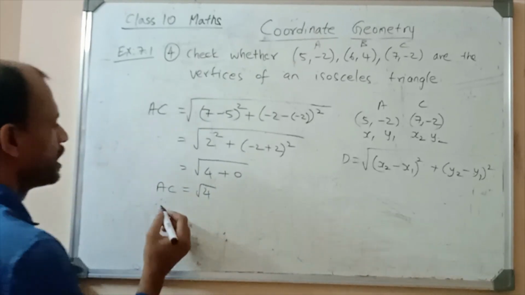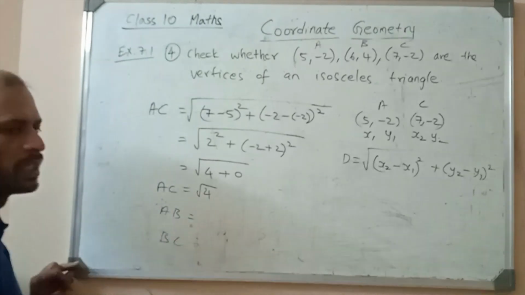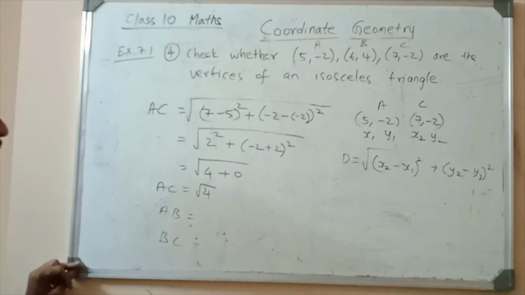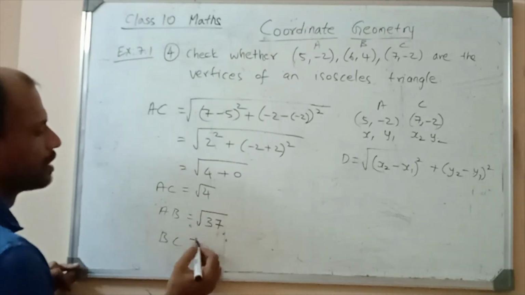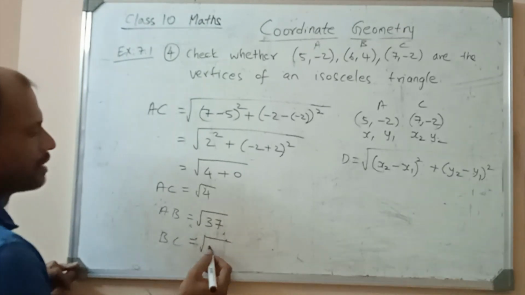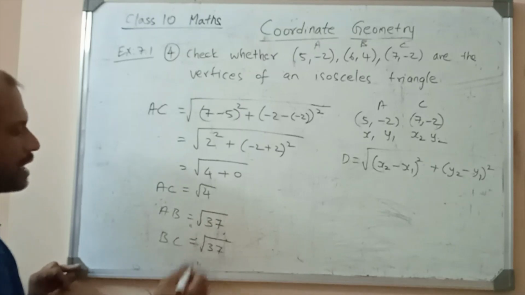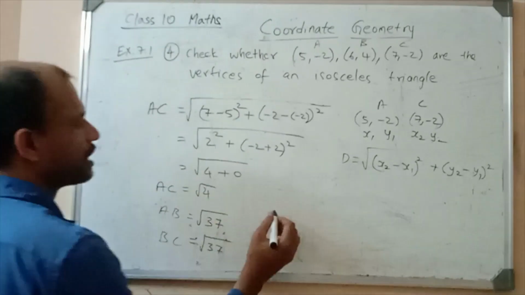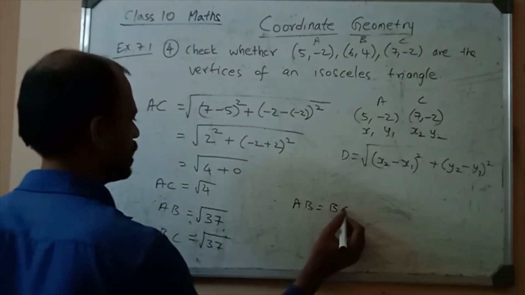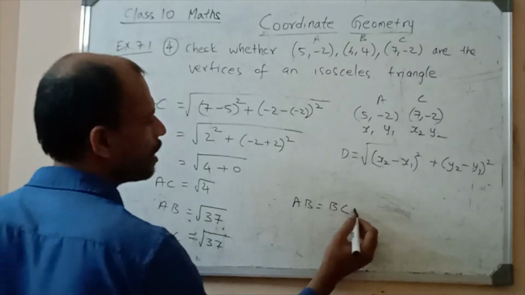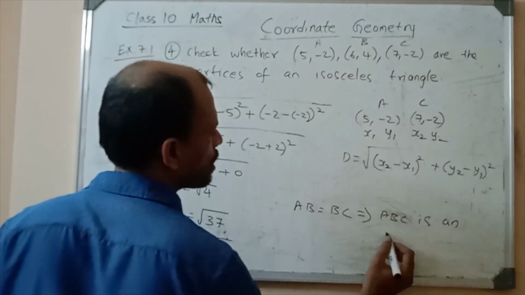So what we got: AC is root 4, AB and BC are root 37. AB value is root 37, BC is root 37. So we got AB and BC as the same values. Okay, so therefore AB equal to BC. This implies ABC is an isosceles triangle.